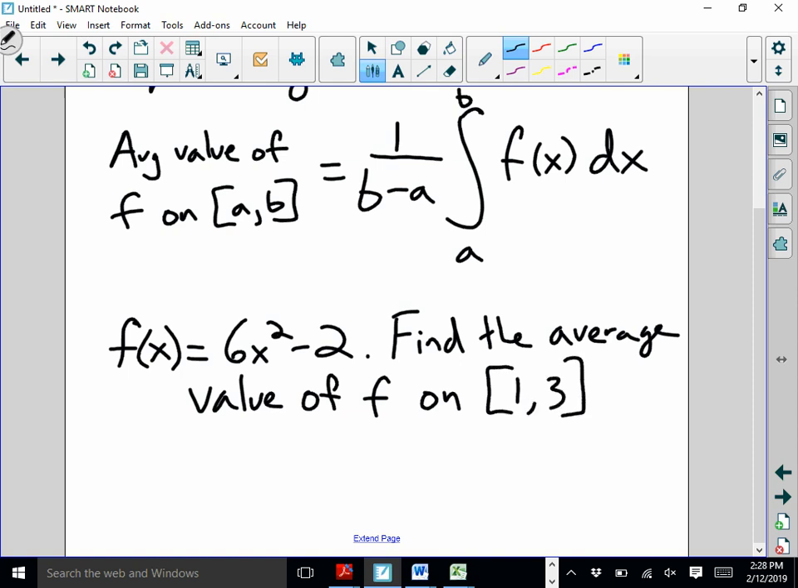Okay, so we know this is an average value problem because the problem says find the average value of f on 1 to 3. Right? It does not say find the average rate of change. It says find the average value of f on 1 to 3. Okay, so what I want you to do is identify, we have our interval here from 1 to 3. 1 is our a, 3 is our b.